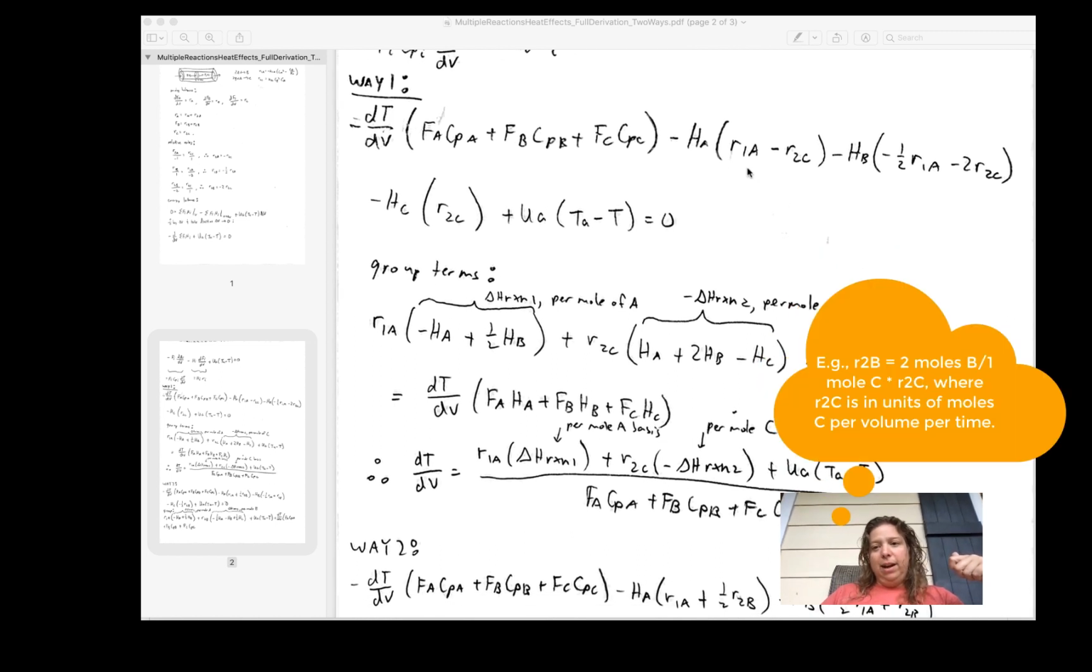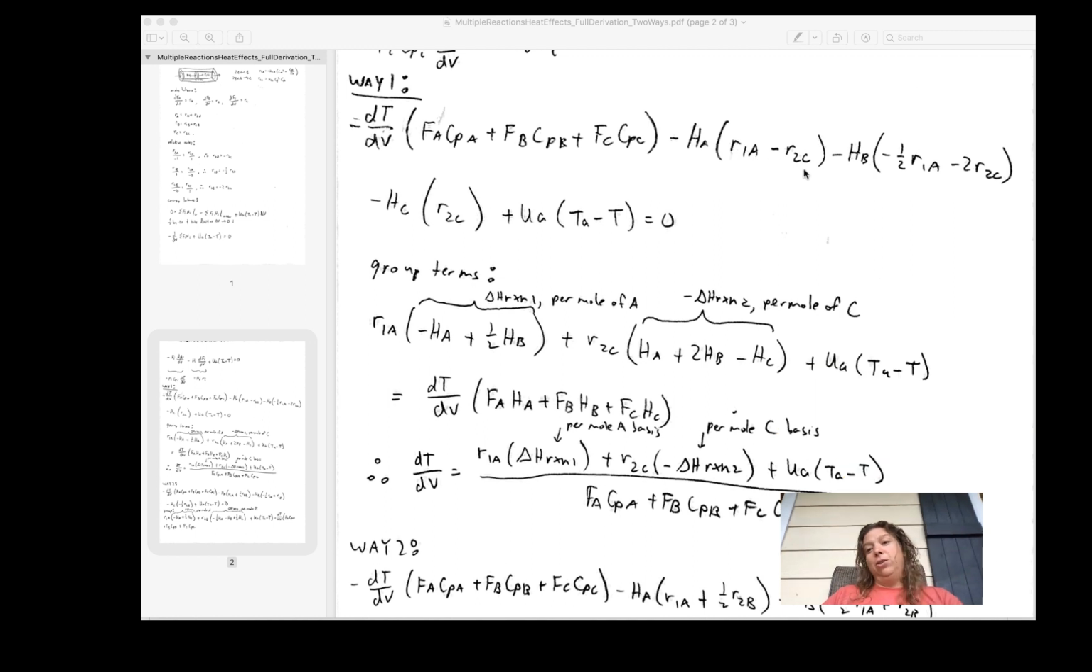To do that, I'm going to notice that in my rate expressions, I have two: R1A and R2C. Those show up in various places in my energy balance, but I want to group the enthalpy terms by these rate terms. So first, R1A: if I look here, I have an R1A times HA minus HA. Here I have an R1A times HA plus 1/2 HB, and that's it. So that's what I have here.